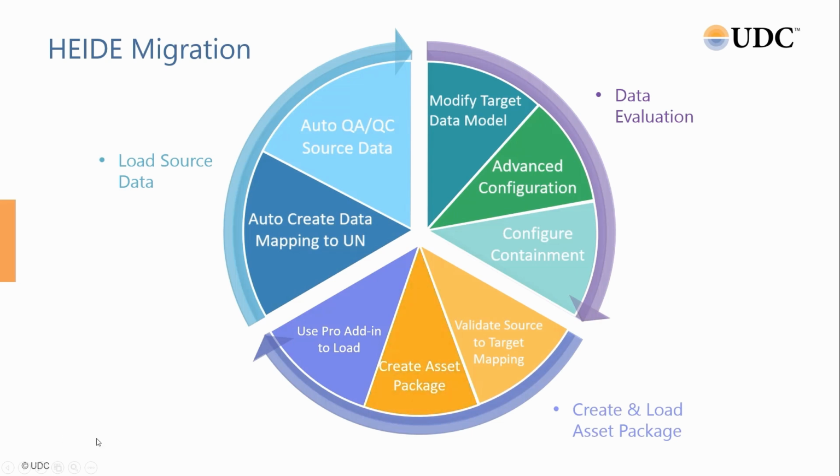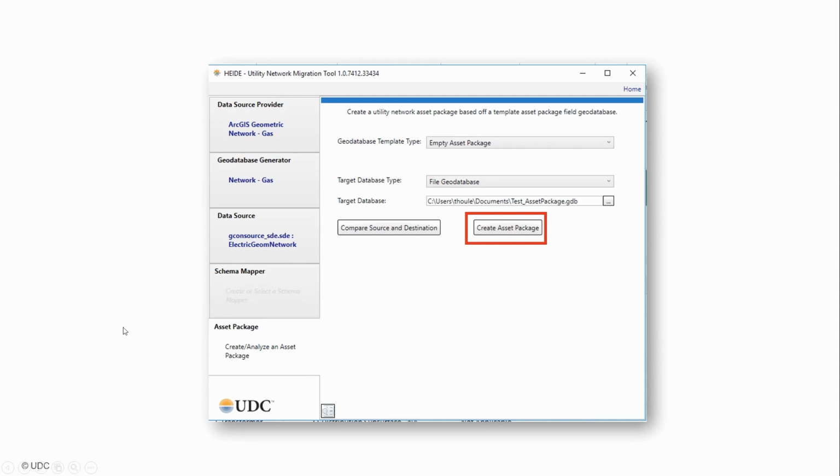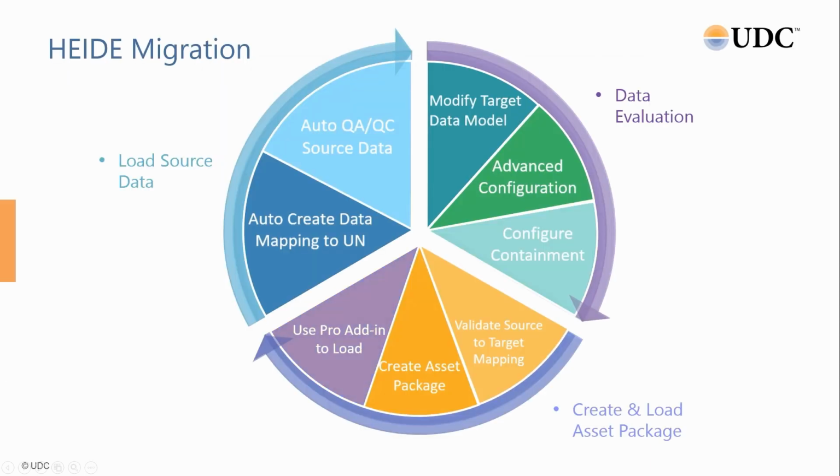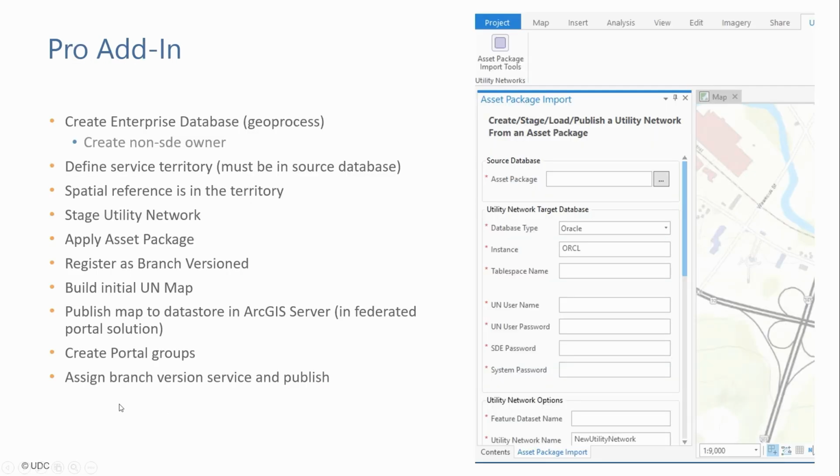Whew, now that we've done all that work, let's create an asset package. That's really easy. I just click this button. Once the asset package is created, we need to load and enable it into ArcGIS Pro. So we've built an add-in that takes this multi-step process and with a little user input on the front end runs every process, so then ArcGIS Pro is loaded and you have got a new cup of coffee.